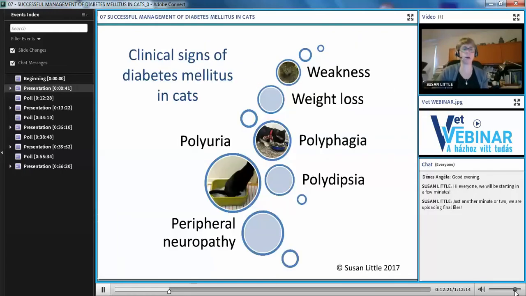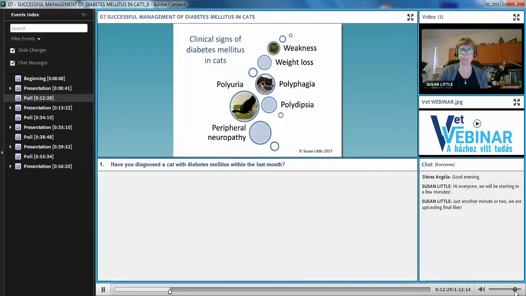But maybe before we go ahead and talk about the clinical signs, I'm going to see if I can send the first poll into our room here and ask you how many of you have diagnosed a cat with diabetes mellitus within the last month. So if you can think of one within the last month, let me know if you've diagnosed a cat. Just gives me an idea of roughly the frequency with which you see these cases. Obviously, there's no right or wrong answer to that question. Just interested to see how many of you have seen a cat, let's say, within the last month. So we'll just wait another moment for the rest of the votes.